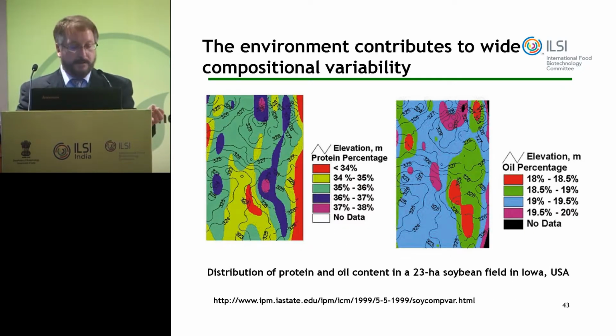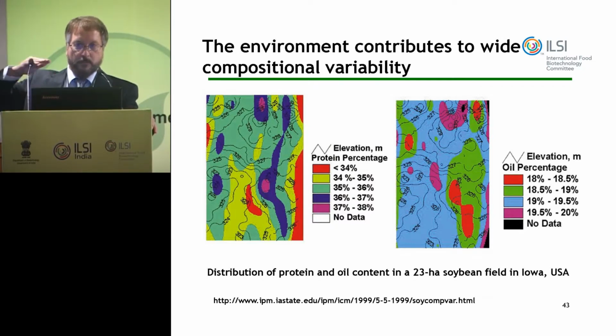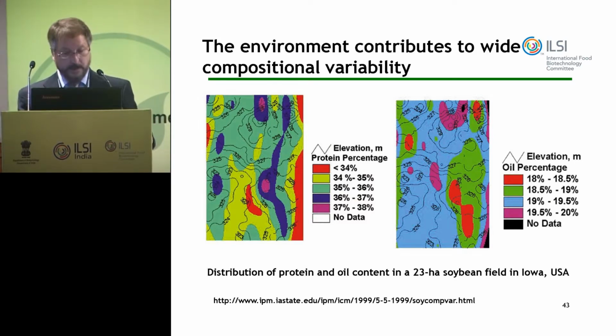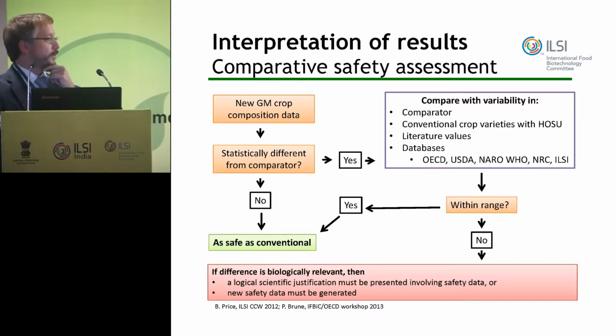Even the heterogeneity within a field. Just looking at a 20-hectare field that has changes in elevation, it can change protein from less than 34 to 38. This would be a significant difference in a compositional analysis. And the oil can change by a couple of percentage points in a small area. So we have to interpret those results.